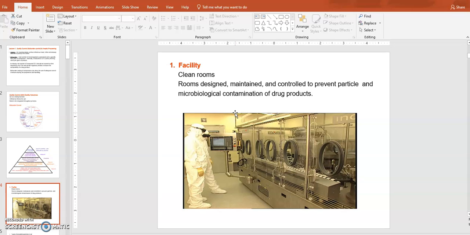Okay, there should be air pressure. So when you open the door, air will go out. It's not going to go in. That kind of controlled entry and exit is all provided in this clean room environment.